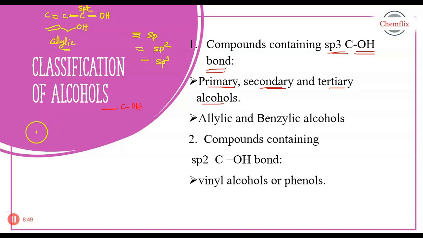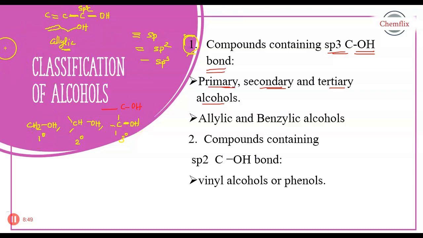Same in primary alcohol, there you can find CH2OH, in secondary alcohol you can see CHOH, and in tertiary alcohol you can see COH. This one is primary, this one is secondary, and this one is tertiary. There also you can see a single bonded carbon, that means an sp3 carbon. That's the first classification: compounds containing the sp3 C-OH bond, that is primary, secondary, tertiary, and allylic and benzylic.